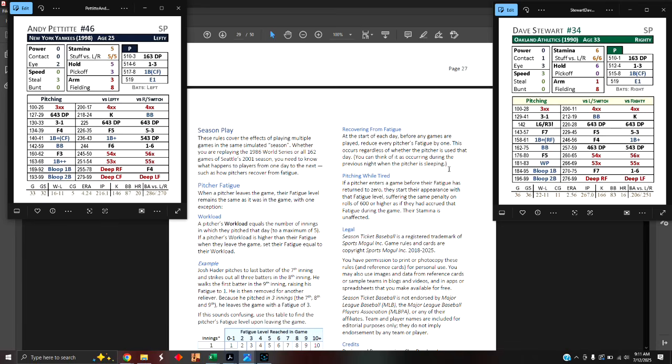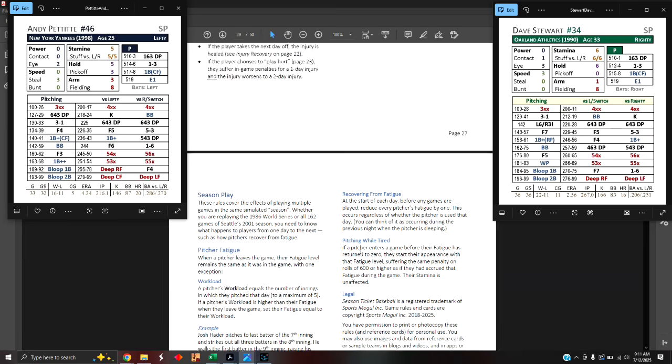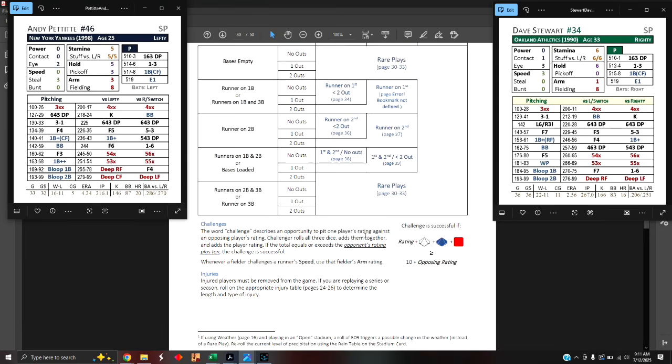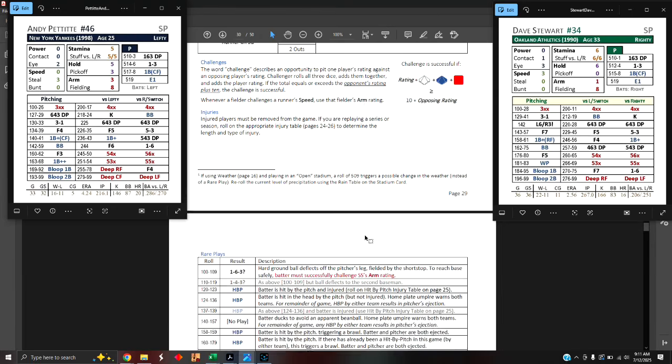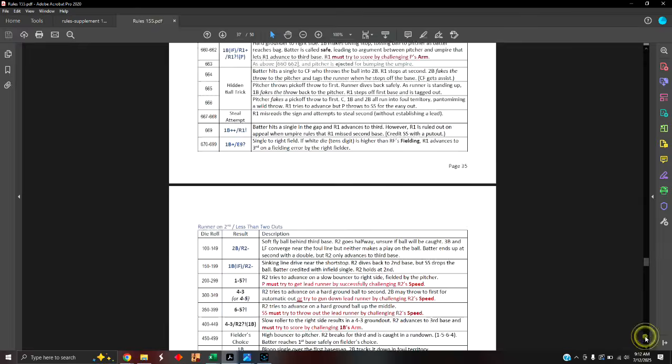So here you see, at the start of each day, before any games are played, reduce the pitcher's fatigue by 1. This occurs regardless of whether the pitcher is used that day. So it occurs during the night when the pitcher is sleeping. That's how I always think of it. So there you go. That is pitcher season play and how you reduce that and how you determine that stuff. So those are the season play things to keep in mind.